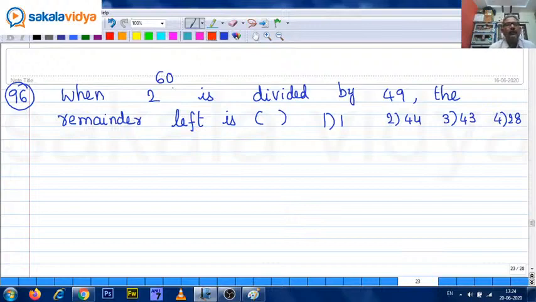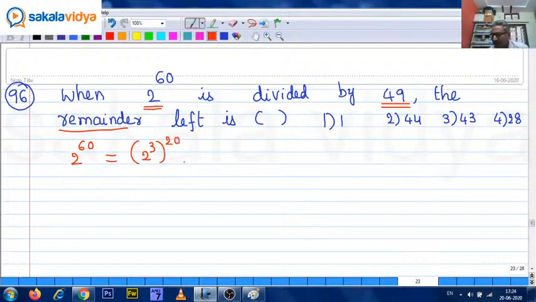Now 2 to the power of 60 is divided by 49. The remainder left we need to find out. First consider 2 to the power of 60. This I will write like this: 2 cube whole to the power of 20. Can I write like this? 3 into 20 is 60. Next 2 cube is 8, so 8 to the power of 20. 8 I will write as 1 plus 7, whole to the power of 20. This is 1 plus x to the power of n. This can be expanded like this.